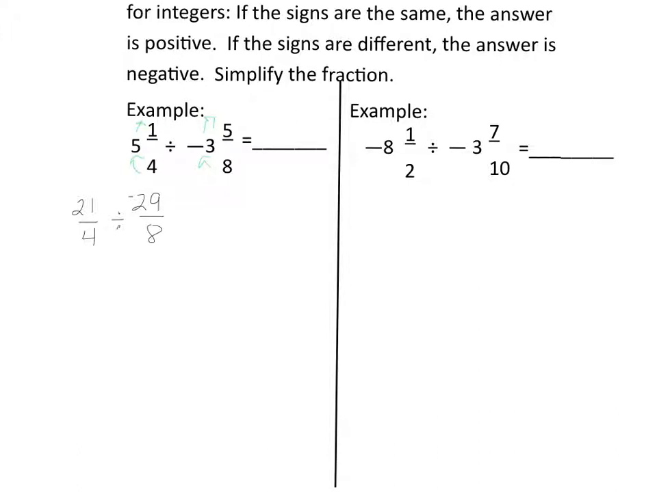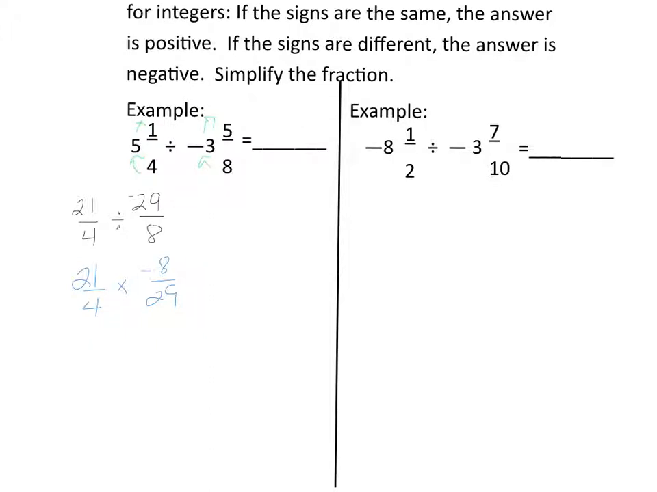We know we need to multiply by the reciprocal. Just to refresh, to multiply by the reciprocal means leave the first one alone, change division to multiplication, and flip the fraction upside down. Notice that the negative stayed in the numerator. The negative doesn't stick with the 29. The negative sticks with that numerator.